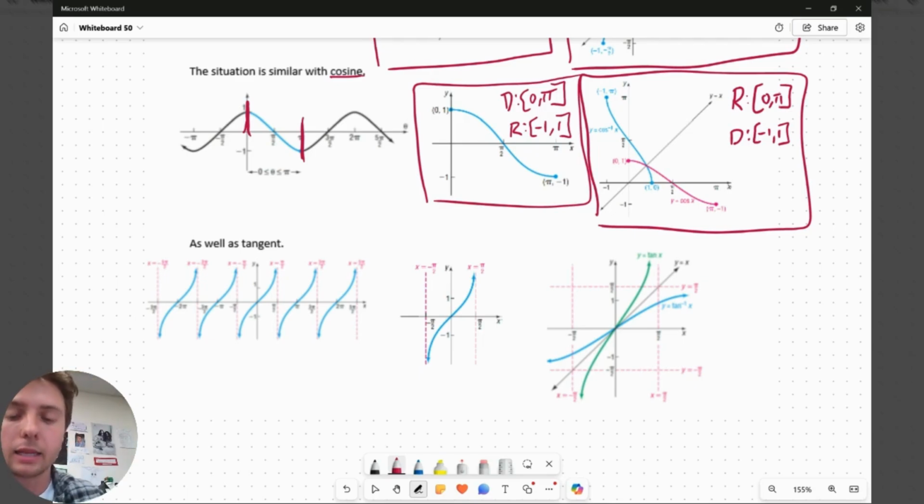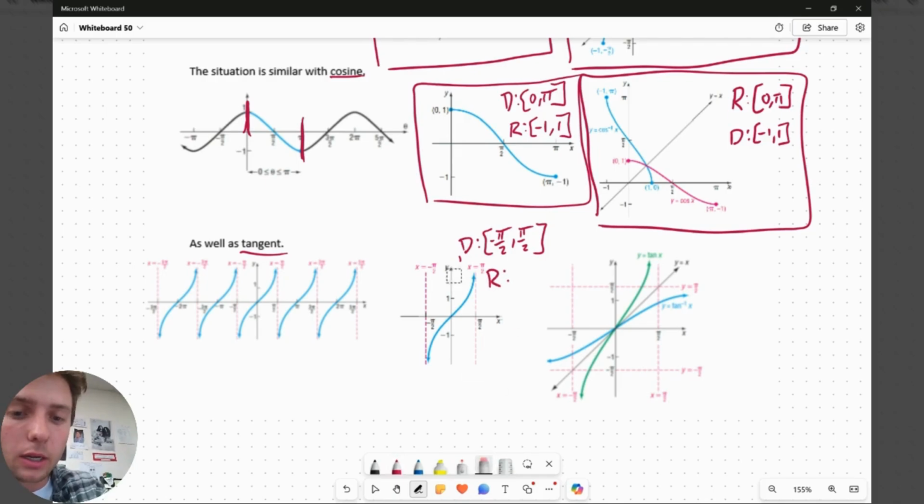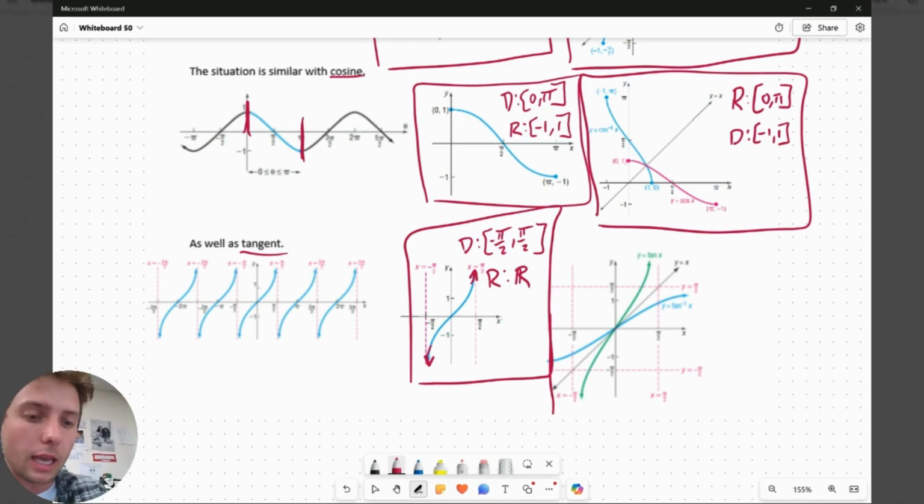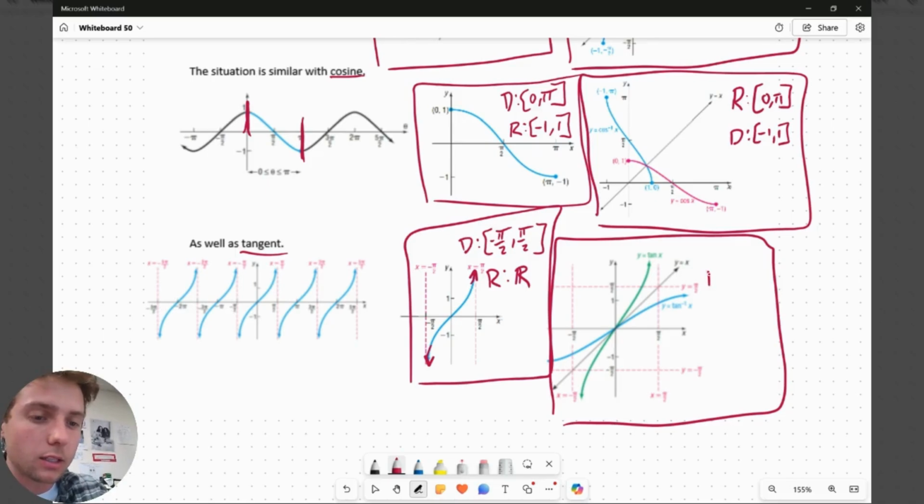Tangent, we can restrict from -pi/2 to pi/2 for the domain. But notice this function, the range now for our function, this looks like it's going up forever, this looks like it's going down forever, is all real numbers. So there's the original. The inverse then of this, the domain would be all real numbers now, and the range in this case would be -pi/2 to pi/2.